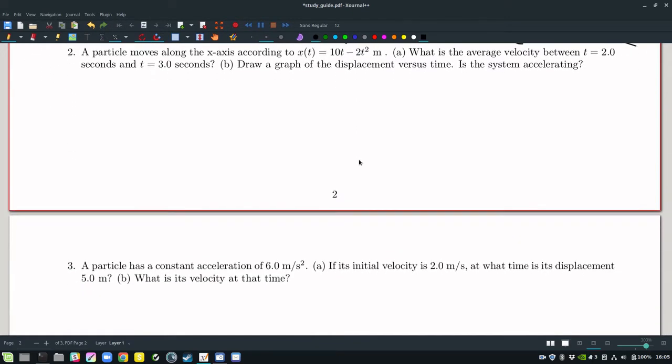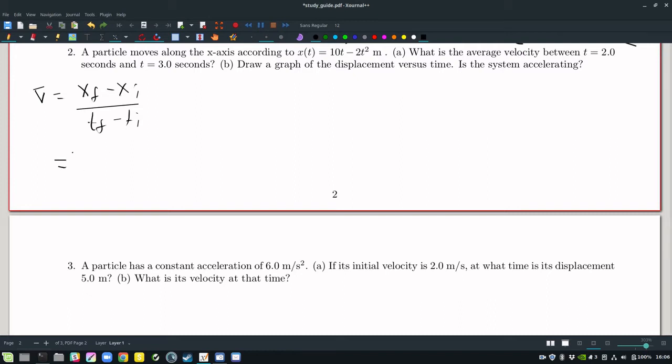One more, and then we'll take a cut. So same kind of problem, but now we're accelerating. So a particle is moving along the x-axis according to some quadratic formula. So what is the average velocity between two times? This was adapted from a problem we did in class. So the average velocity will be x final minus x initial divided by t final minus t initial, or just delta x divided by delta t.